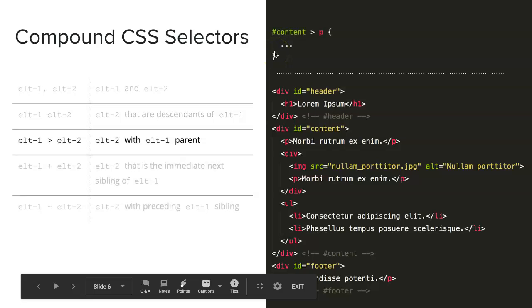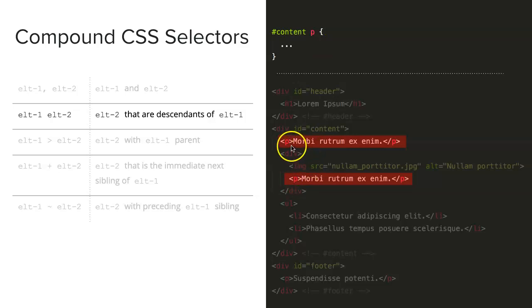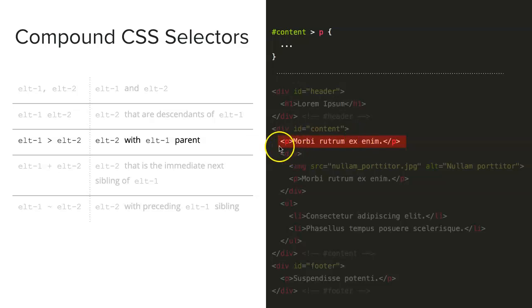There's a slightly different one. Content space P selects all the children and the grandchildren, and great-grandchildren, great-great-great-grandchildren, any P's inside content essentially. However, there are cases where you're like, no, I don't want to select all the paragraphs. I just want to select only the direct child, not grandchildren, not great-grandchildren, only the direct child. That's when this greater than sign comes in handy. I don't know why they chose a greater than sign, because it doesn't really make sense, but that's what they chose.